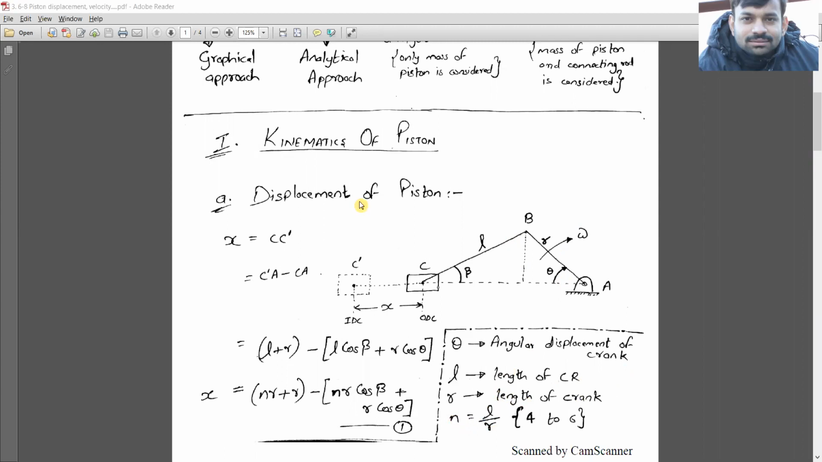In standard manufacturing practice, the value of N is kept between 4 to 6 to get the best output. So this value varies from 4 to 6, not less than 4, nor greater than 6. So we are replacing this L in terms of N and R, because this is standard.